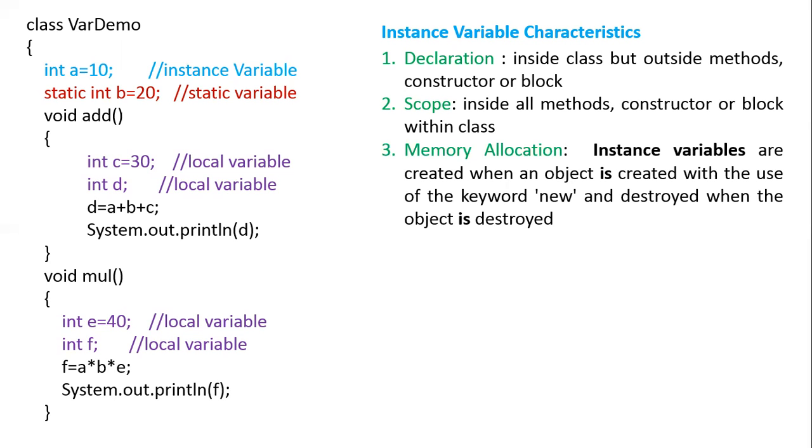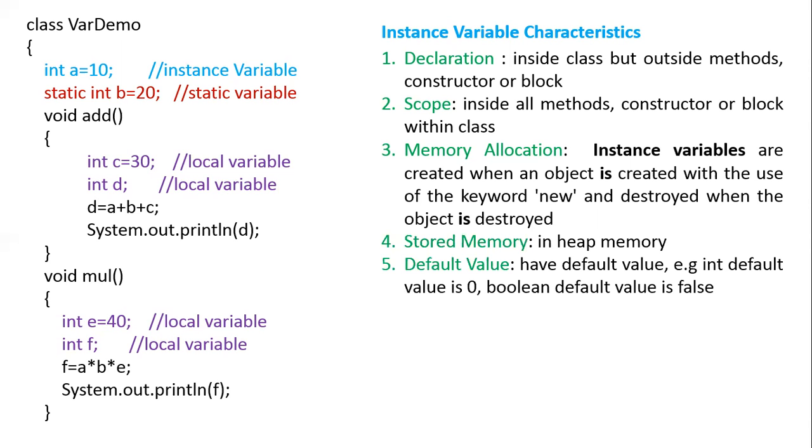Instance variables are created when an object is created with the keyword new, like we created an object in that example. At that time these instance variables are also created, and they are destroyed when that object is destroyed. Stored memory: these variables are stored in heap memory. Heap memory is a section of memory which contains objects and may also contain reference variables. So these instance variables are created in the heap memory.